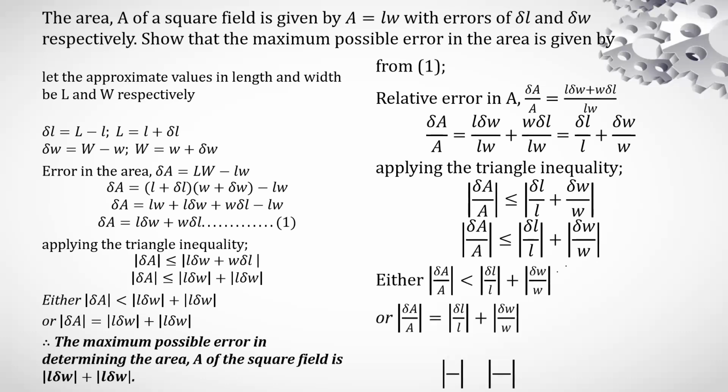But if you want the maximum, then you have to take the equal to, because the maximum relative error will never be bigger. Practically, if it's done practically, you would find that it will never be bigger. So that means the maximum possible relative error is the sum of the individual relative errors. Therefore, with that, there is a quiz.